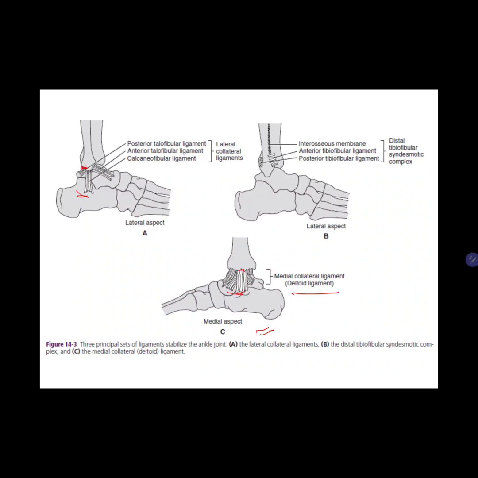The distal tibiofibular syndesmotic complex is considered to be among the most important stabilizing structures of the ankle, crucial in maintaining the width and stability of the ankle mortise. This complex is composed primarily of three structures: the anterior tibiofibular ligament, the posterior tibiofibular ligament, and the interosseous membrane, which binds the fibular and distal tibial shafts together.